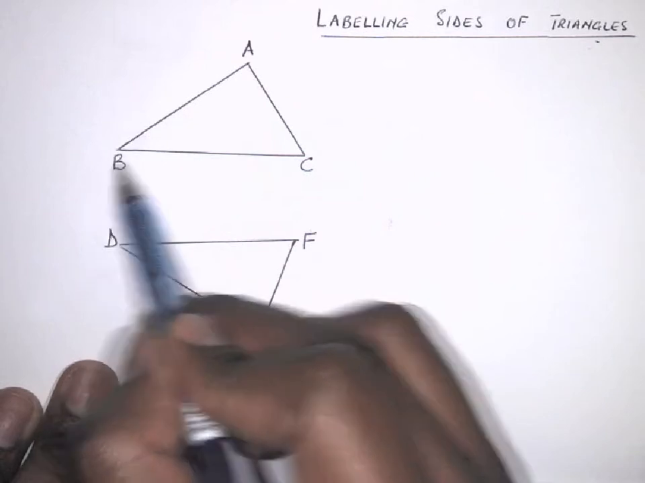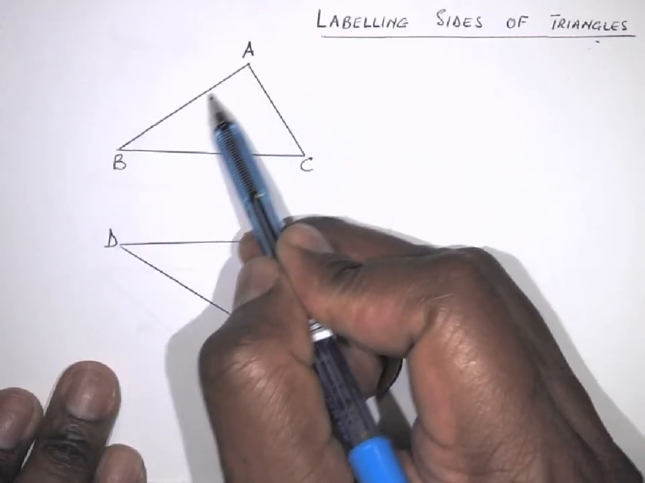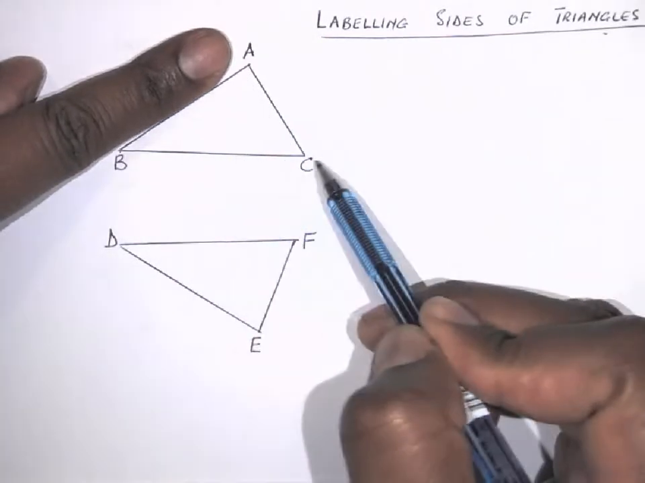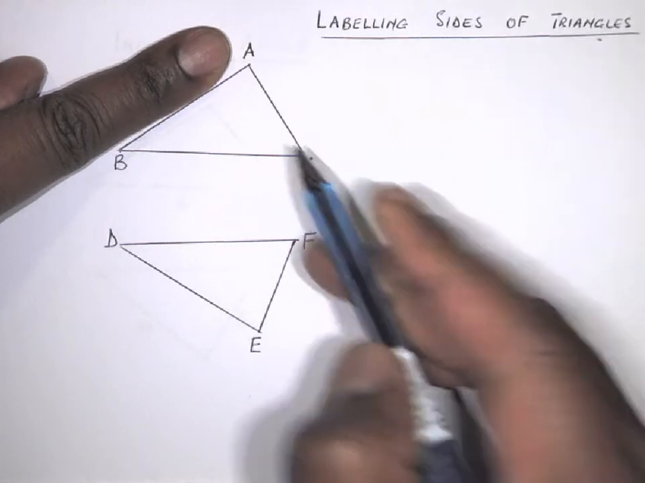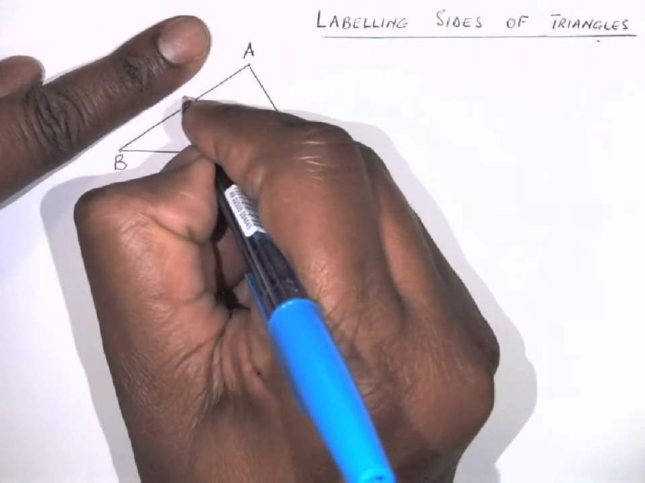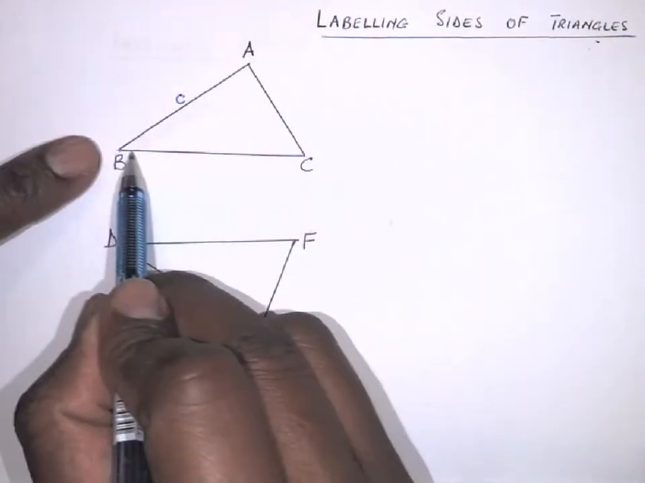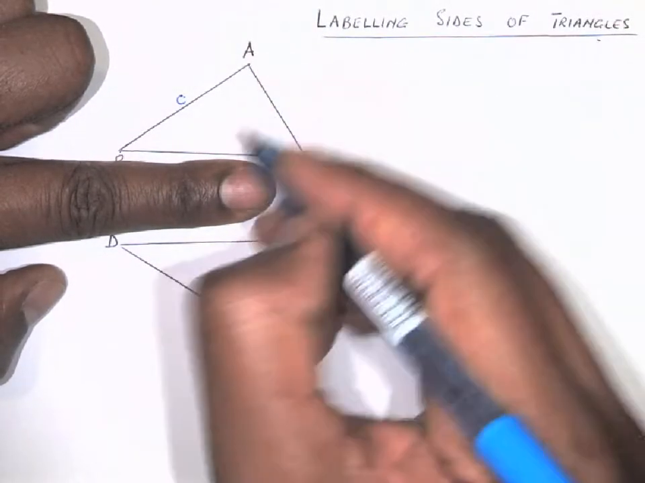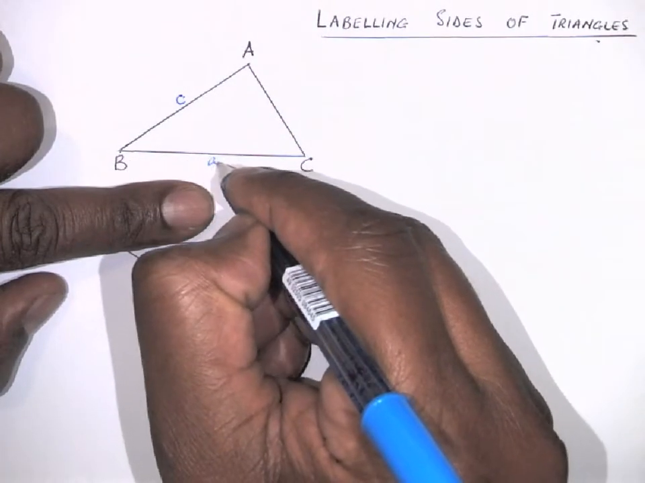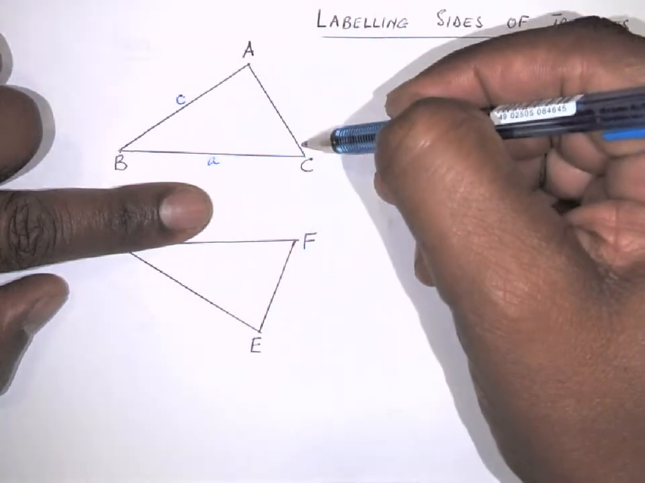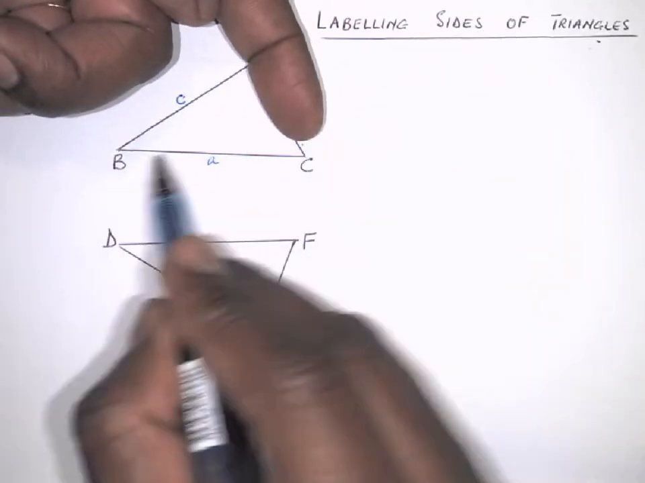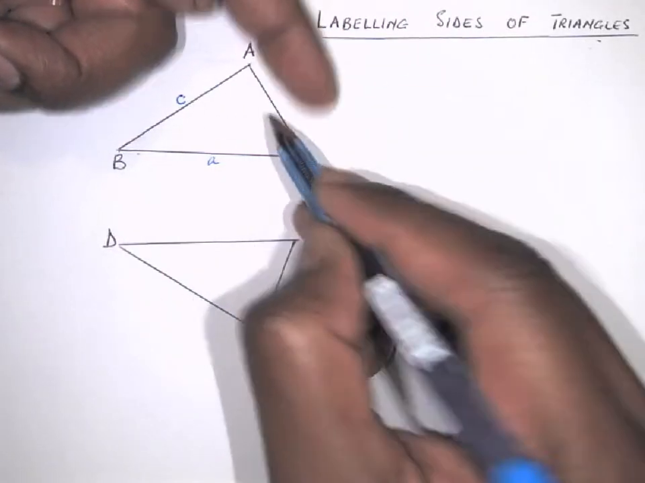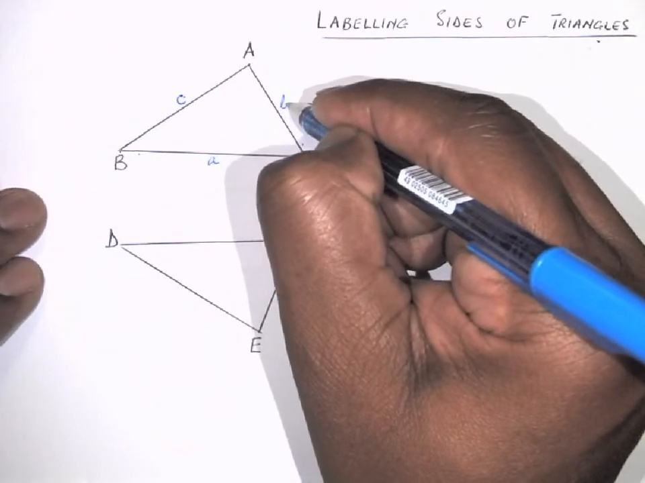Say this is triangle ABC. That side AB is opposite the angle C over here, so we label that side with a small letter c. The side BC is opposite angle A over there, so we label it with a small letter a. That side AC is opposite angle B over here, so we label that with a small letter b.